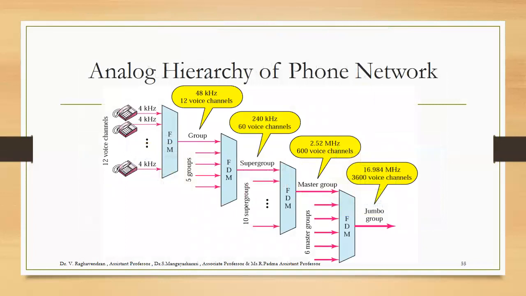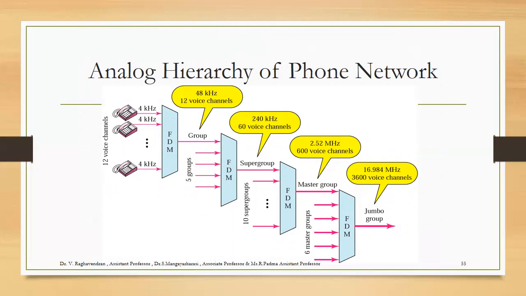Next one, what is the analog hierarchy used in the phone network? Different hierarchy levels are used. The first one is called a group, next is super group, master group and jumbo group. For a group, a minimum of 12 voice channels is required. Each channel has a capacity of 4 kilohertz. So the output of the FDM process is called a single group. A single group consists of 12 voice channels, with 48 kilohertz in total.